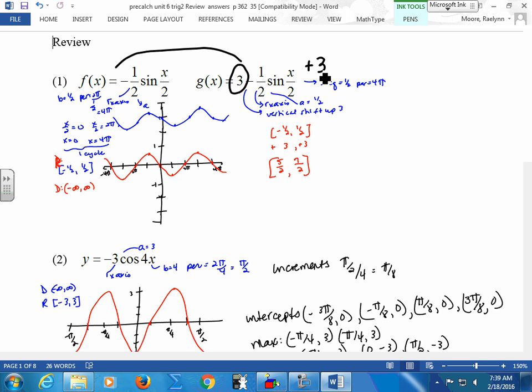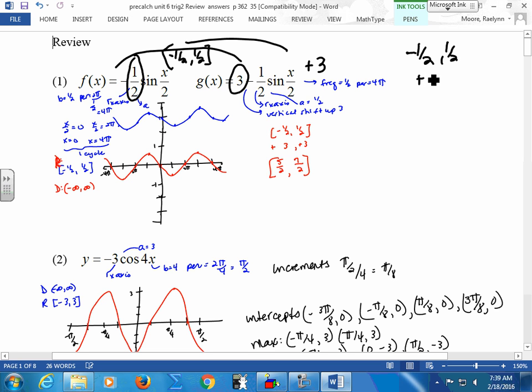What did this one have to do? Amplitude. So right away my range went from -1/2 to +1/2. Then, in this guy, we picked everybody up 3. So if you take -1/2 and +1/2, and you add 3, you'll get 5/2, 7/2. But the rest of it stayed the same.